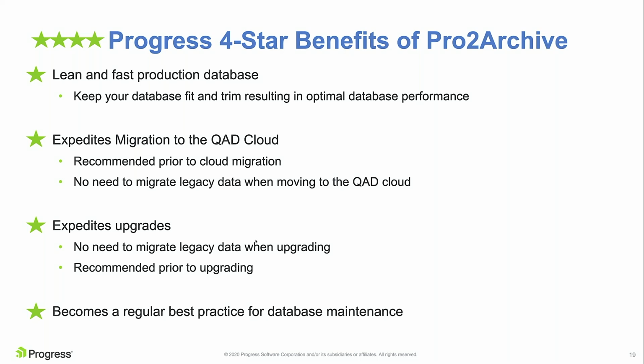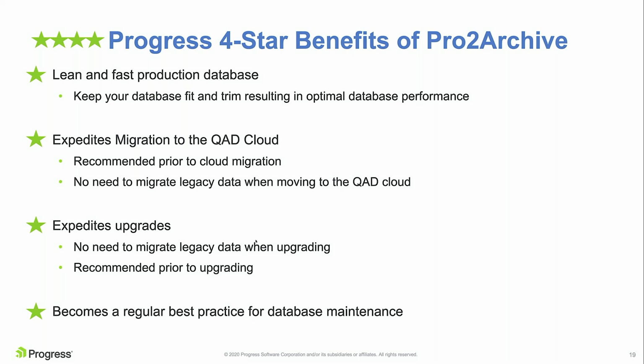4-star benefits of Pro2 Archive. What you get out of this is a lean and fast production database. So it keeps your database fit and trim and gives you optimum performance. It gives you predictable downtimes for maintenance operations like a dump and load. It gives you predictable online backup times and online backup file sizes. It expedites migrations to the QAD cloud.